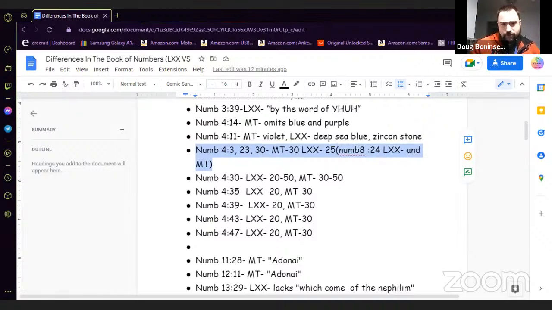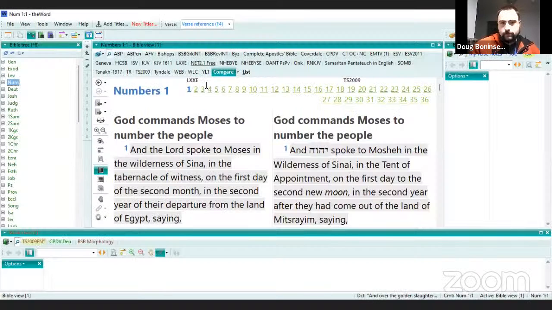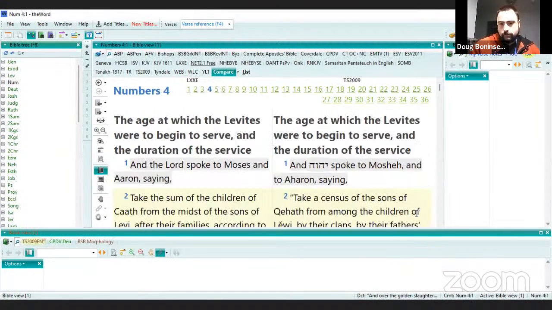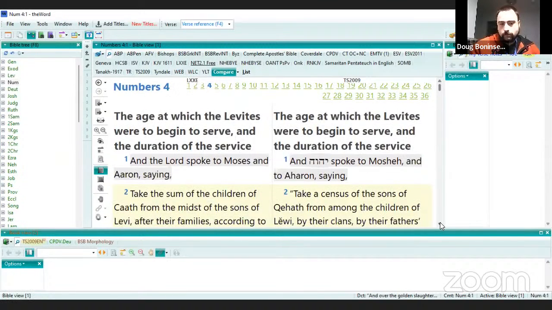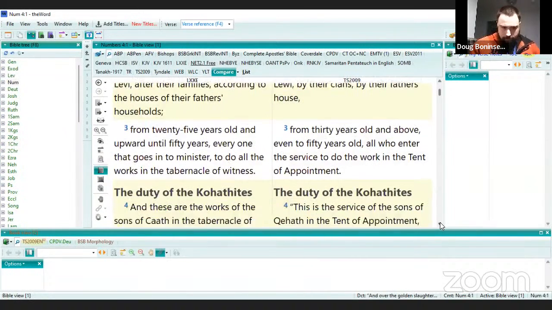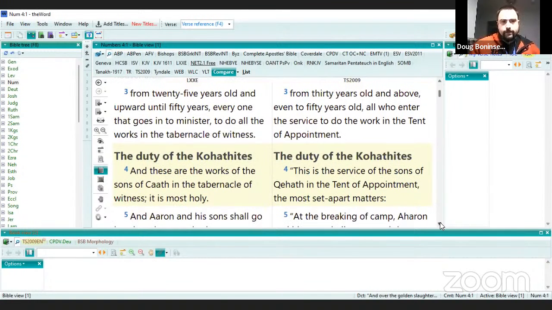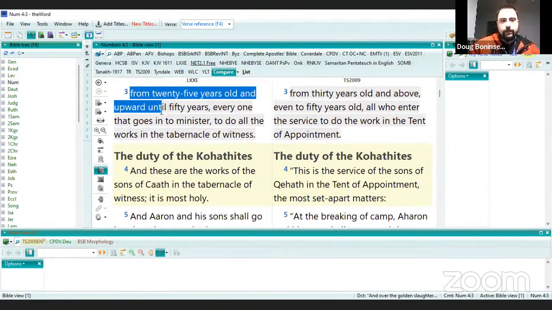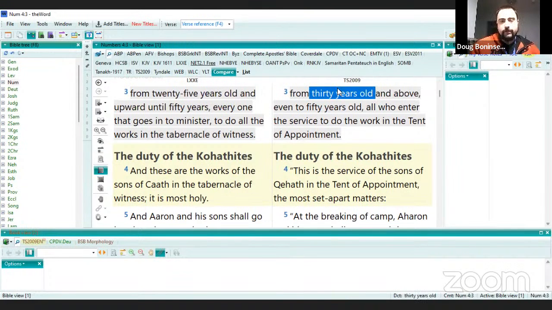So we're going to first look at verse 3 of chapter 4. Numbers 4, verse 3. It says, from 25 years old and upward until 50, everyone that goes to minister to do all the works in the tabernacle of witness. Obviously, it says 30 in the Masoretic right there.